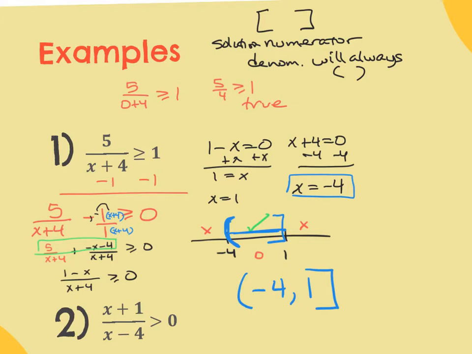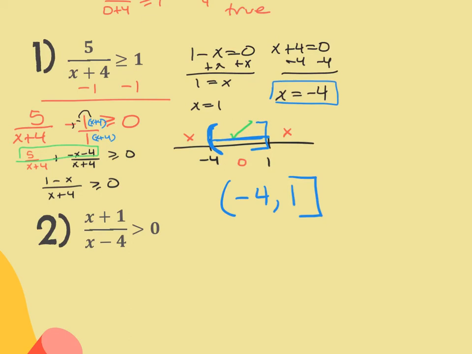Let's try the next one. Now again, remember on WebAssign, if you were to enter this as 1, -4, it will mark it wrong. Okay? If you write your answer on the test, those of you who are in here in the classroom, if you tell me the answer is this, it's wrong. It has to be least to greatest. Let's try the next one.